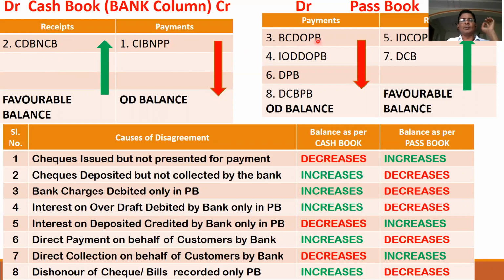Bank charges debited only in passbook. Passbook debited, passbook decreases, cash book increases. Interest on overdraft debited only in passbook. Debit in passbook, passbook decreases, cash book increases. Direct payment by the bank, directly paid from our account. Whenever payment is made, passbook is debited, passbook decreases, cash book increases. Checks, bills dishonored means a debit in passbook, passbook decreases, cash book increases.